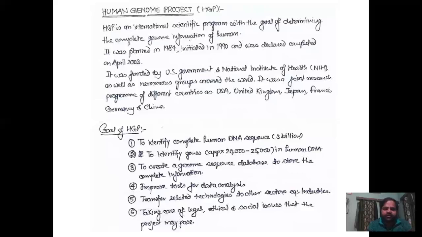The fourth point was to improve the tools for data analysis. The fifth was to transfer related technology to other sectors, for example industries, for commercial purposes. And the sixth point was taking care of the legal, ethical, and social issues that the project may pose. So it was a project to identify and analyze the whole genome of the human.